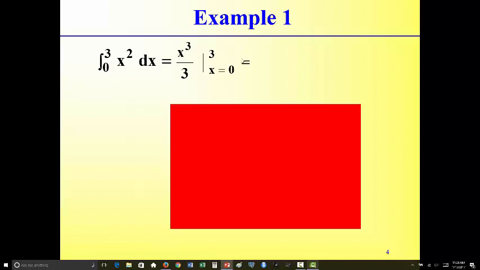So I'll start with 3. I plug in 3 and cube it, I get 27 divided by 3 is 9. Plug in 0, 0 cubed is 0 divided by 3 is 0. So 9 minus 0 is 9.